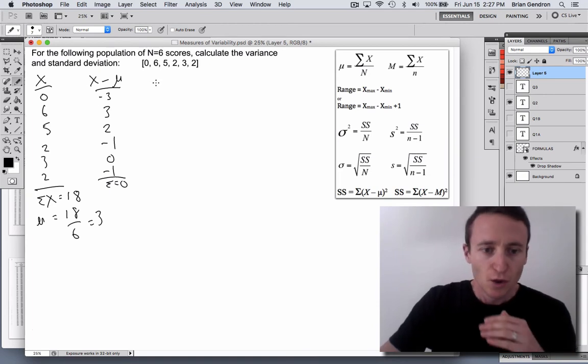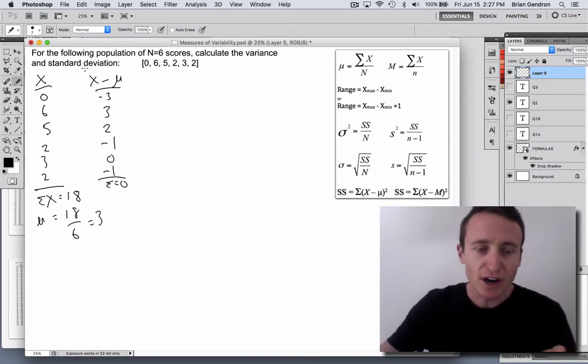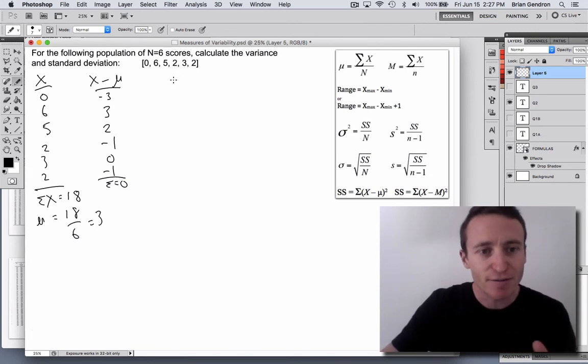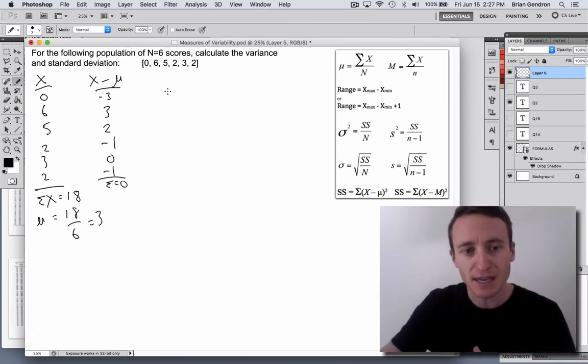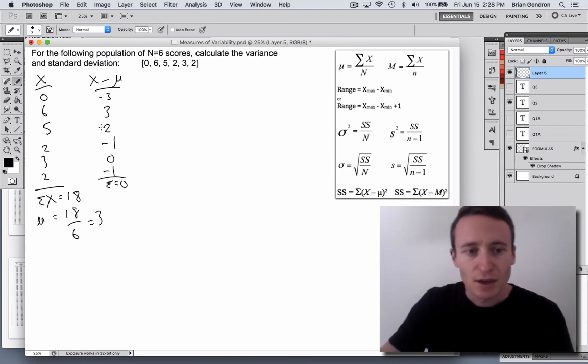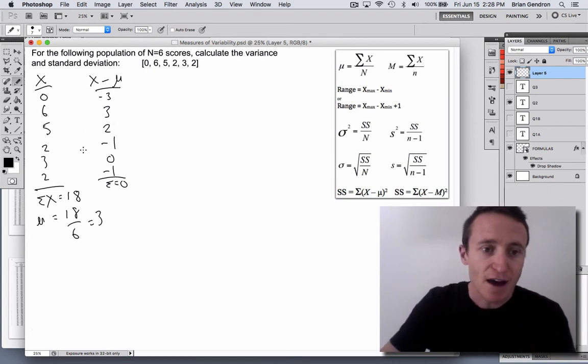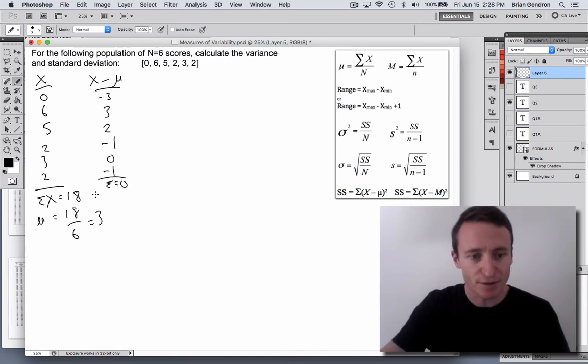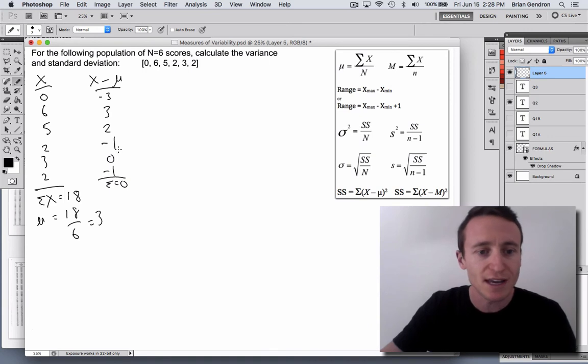So standard deviation is really our ultimate goal here, and you could define standard deviation as the average distance from the mean. So we want to know how spread out these scores are. That's variability. Well, average distance from the mean is, thinking about it this way, how far each one of these values is from 3 on average. Now what we just did here is we calculated distances from the mean. That's what a deviation score is.